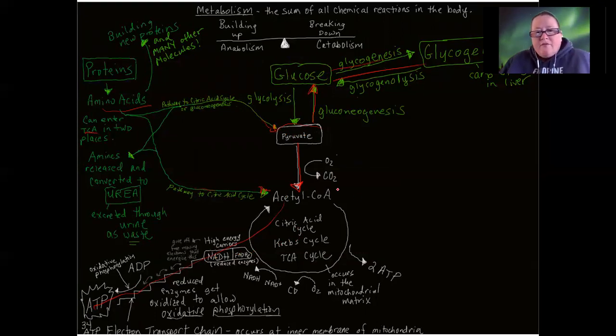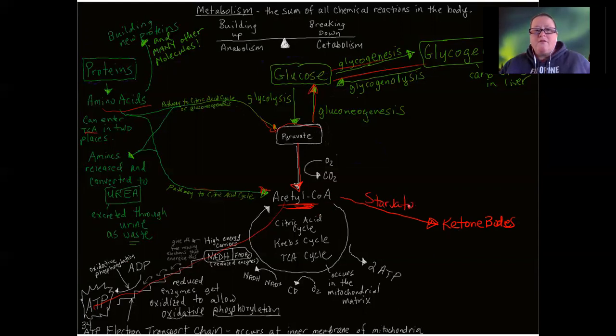to make energy. One thing that's not on here is if we have excess acetyl-CoA under situations of extreme starvation, we can get that buildup of acetyl-CoA, and it can get turned into ketone bodies. One thing that does happen here is that the amines are released and converted to urea and excreted through the urine as waste. So these are the amines that are not used to make other molecules.